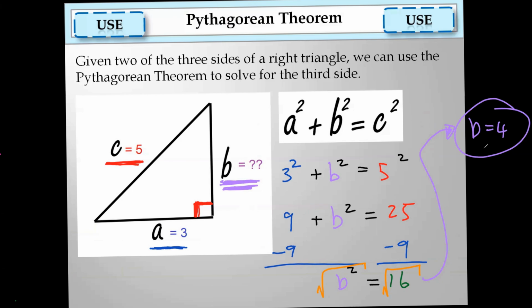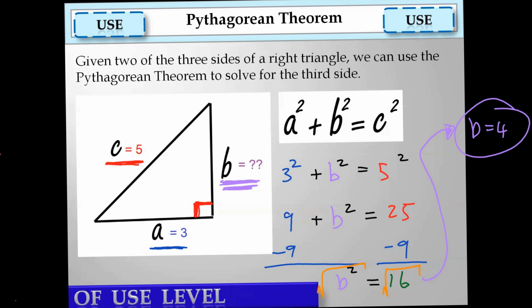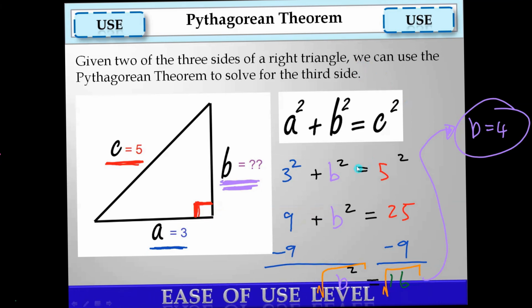And that's the straightforward use of the Pythagorean theorem. Just nice and simple and easy. Now let's gauge the level of easiness. So the ease of use level is 10 out of 10.